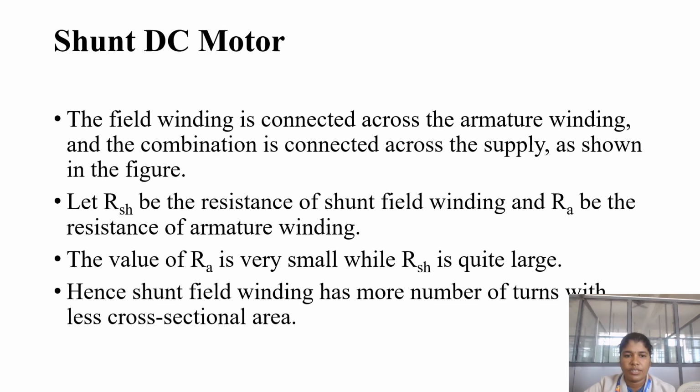Now we are going to see the shunt motor. The field winding is connected in parallel across the armature, so it is called the shunt DC motor. RSH is the shunt resistance. RA is the resistance of the armature. RA is very small. RSH is quite large.